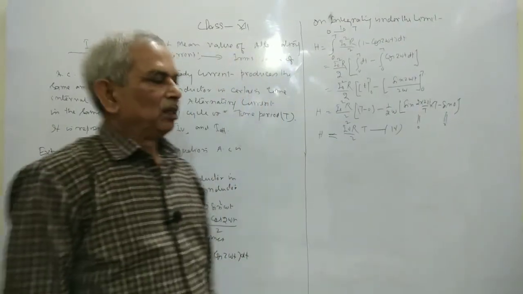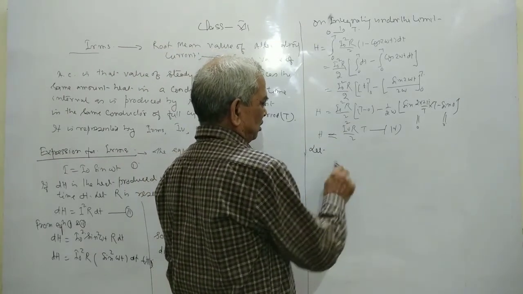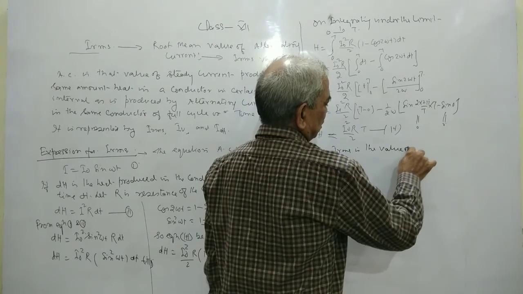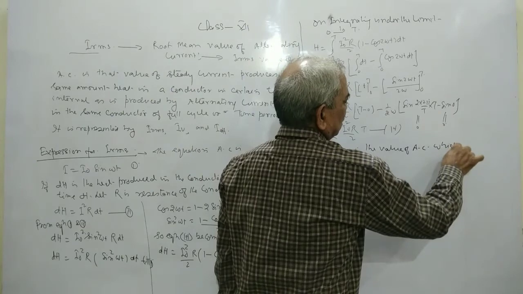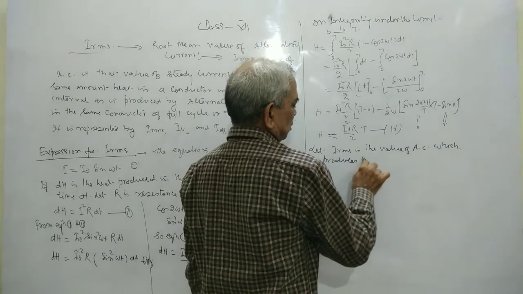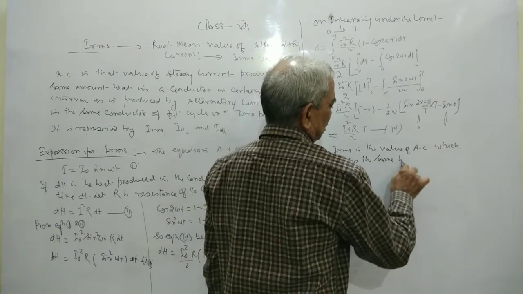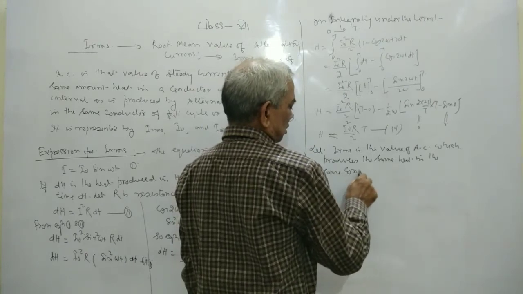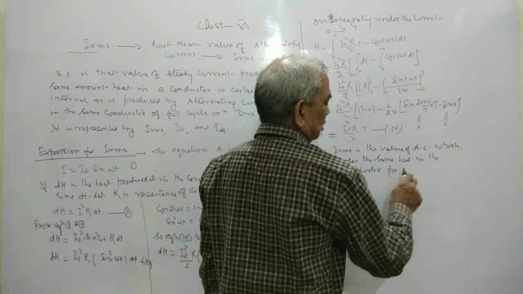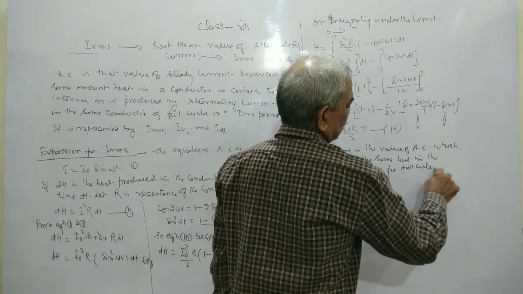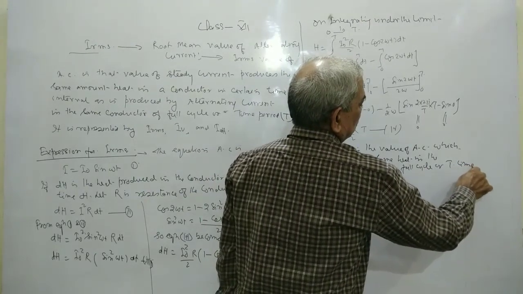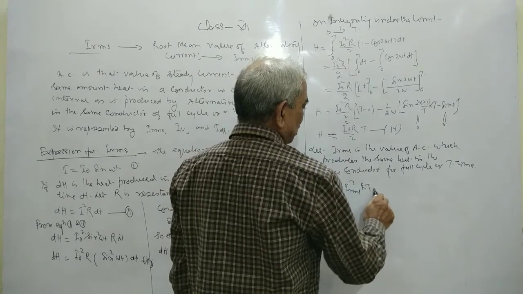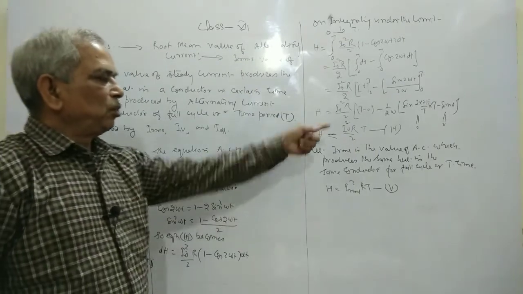Now, let IRMS be the value of AC which produces the same heat in the same conductor for the full cycle or time T, then H is equal to IRMS square RT. Now you get equations 4th and 5th.